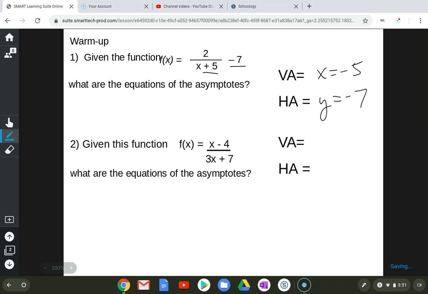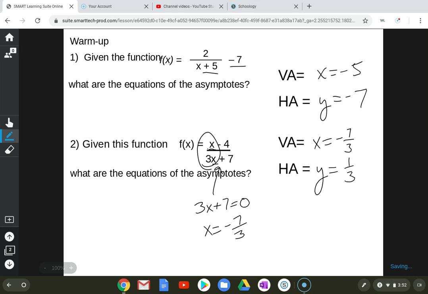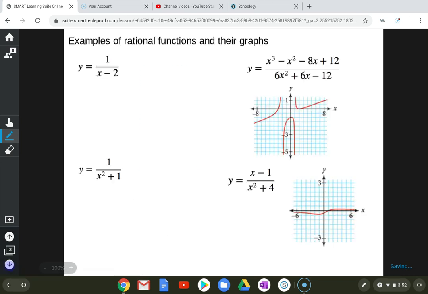So for this one, a little bit different. I don't know if you remember from yesterday, we set the denominator equal to 0 to get our vertical asymptote. So we have x equals negative 7/3. And then I mentioned briefly yesterday, and we're going to get deeper into this today, if the degrees are the same, top and bottom, then for the horizontal asymptote you just divide the leading coefficients. So it's y equals 1/3. All right, moving right along.